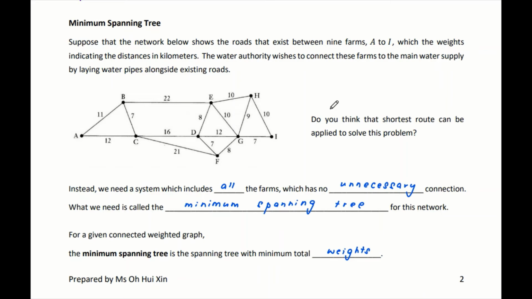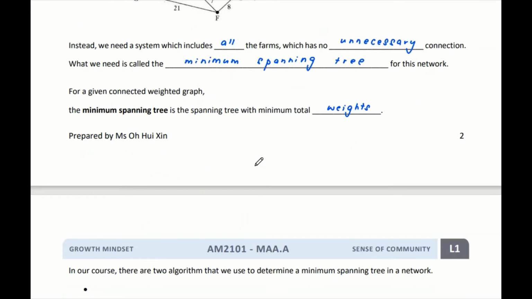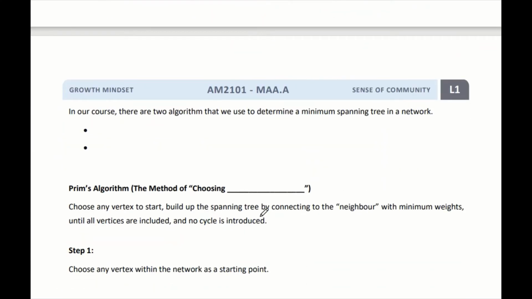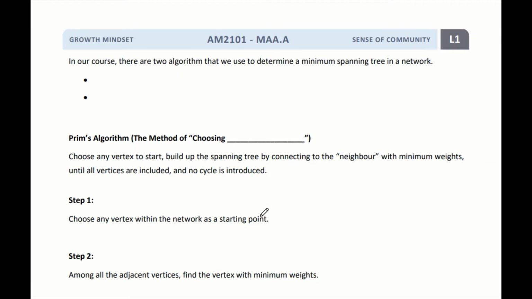For what we have done just now, I tried to include every one of these edges, then I tried to remove them one by one. You can imagine that's not going to be very effective, especially if you have a very large graph. You will need to do trial and error or inspection, which is quite challenging. So that's why we will be learning two algorithms that can help us find the minimum spanning tree in a network. There are two that we need to learn. The first one is called Prim's algorithm.